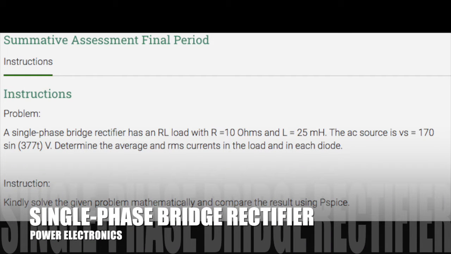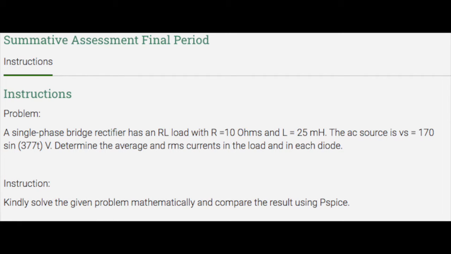Hi, for my power electronics subject, this is summative assessment 4. In this summative assessment, we're given a problem to solve mathematically and using PSPICE application. The problem is a single-phase bridge rectifier has an RL load with a resistor of 10 ohms and an inductor of 25 millihenries. The AC source is Vs equals 170 sine 377 volts. Determine the average and RMS currents in the load and in each diode.